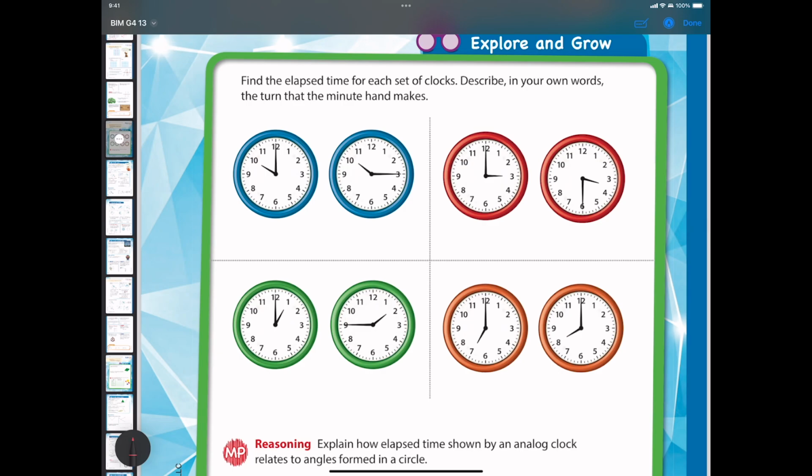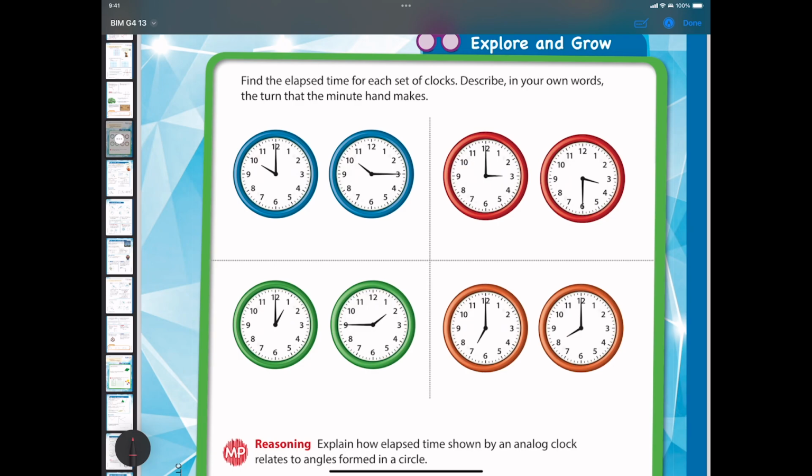Find the elapsed time for each set of clocks. Describe in your own words the turn that the minute hand makes. I was debating whether I should just leave it for you to figure out or help, and I decided to help you. But if you have any other term than my term, you can use it. Okay, first clock, let's take a look.